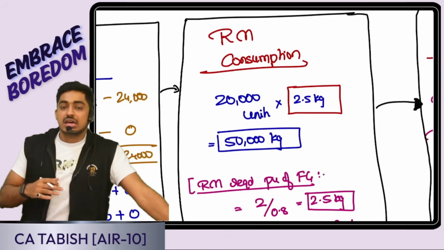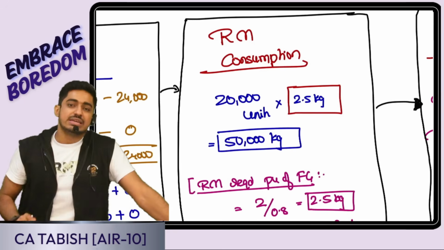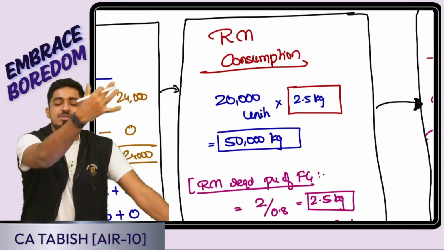Is this clear, everyone? Now, if I have to consume 50,000 kg, means I should purchase and keep. How much I should buy? Simple story is 50,000 I want. That means 50,000 you buy.